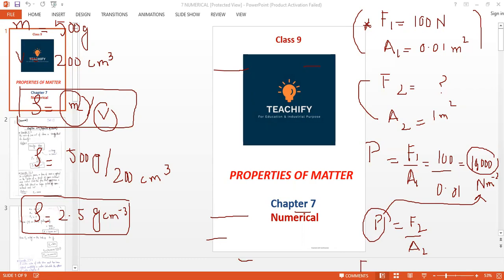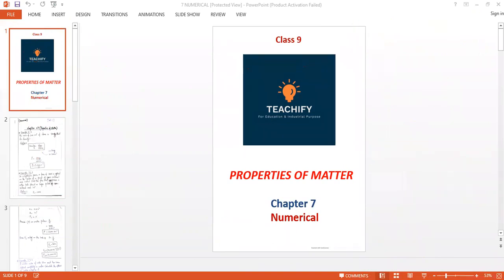So F2 must be equal to pressure multiplied by A2. So what is the value of pressure? That is 10,000 multiplied by area A2, which is 1. So it equals 10 kilo Newton. Okay, this is the second numerical. We have to find F2. So first we have to find the value of pressure, then we have to find the value of F2. So this is the end of this numerical.